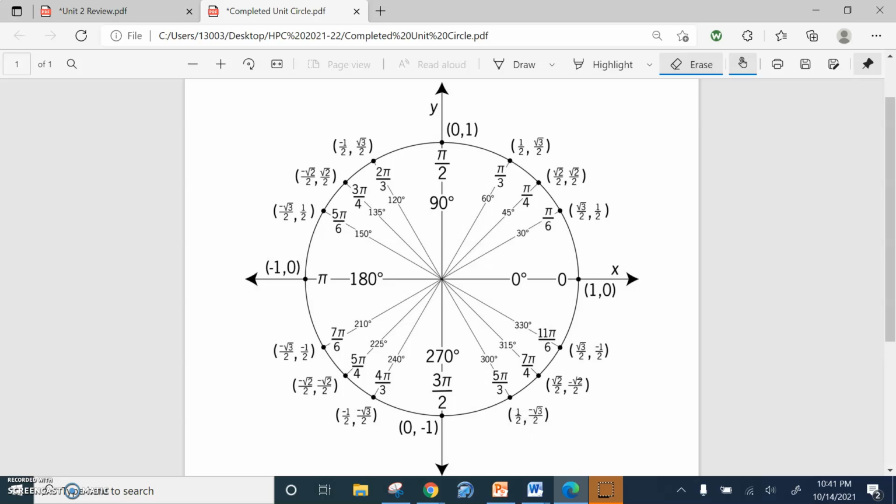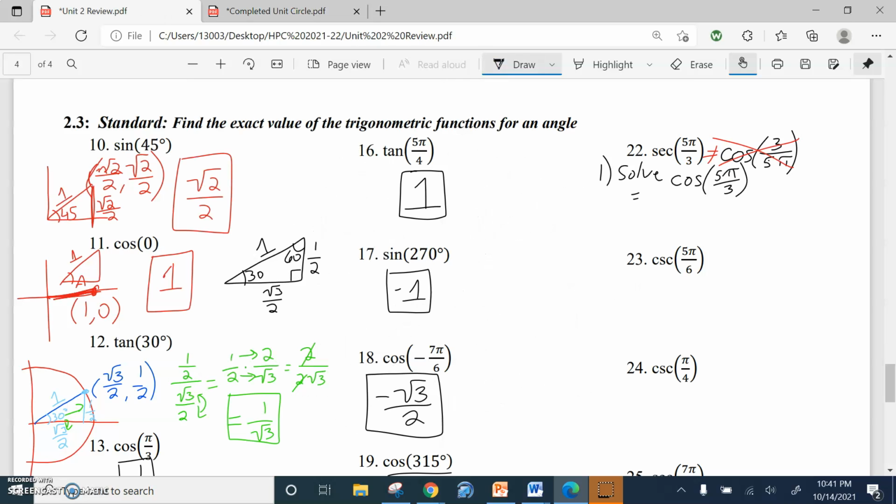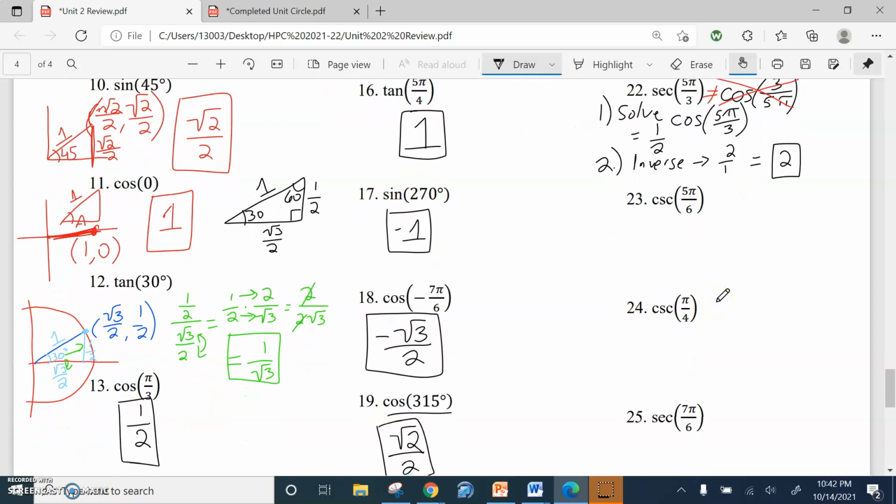There it is. Cosine refers to the x coordinate. So x is positive, and it is 1/2. So cosine is 1/2. Step 2 is invert. All I'm saying is to flip your fraction. So 2 over 1. So your answer is just 2. Simple as that. Let's follow that same process for number 23.